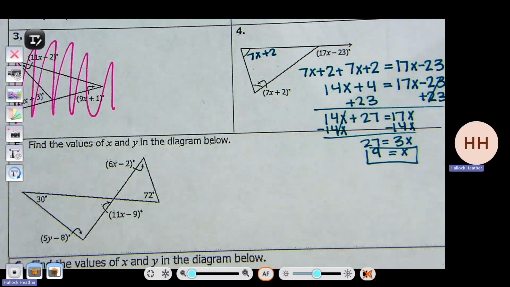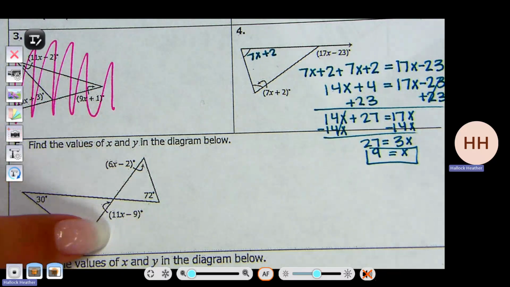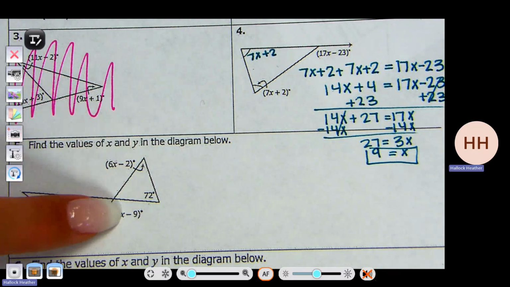When you have problems, which you will have problems like this on the EOC, where you have to find multiple variables, I would start with the variable you have most of. Typically it's going to be x, not always, but typically. If you look, there's one equation with a y, and there's 2 equations with an x. So I'm going to start with the x first because it has more information.